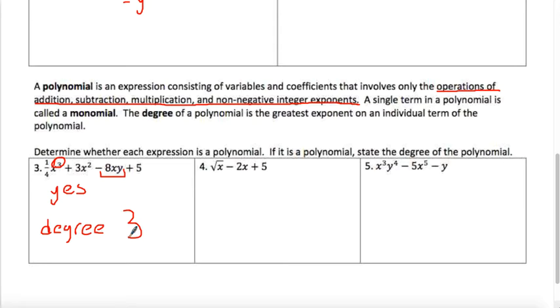Number 4, we have square root of x minus 2x plus 5. No, it's not a polynomial because of that. We can't have a square root.